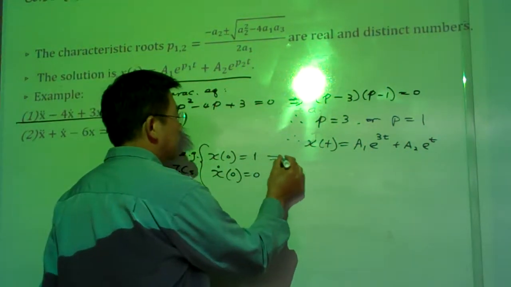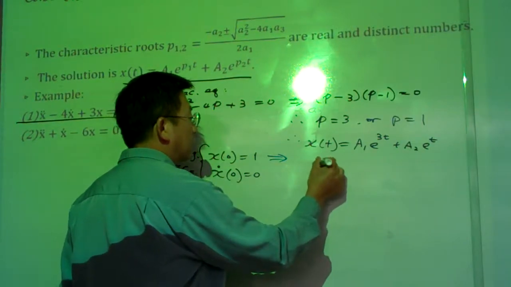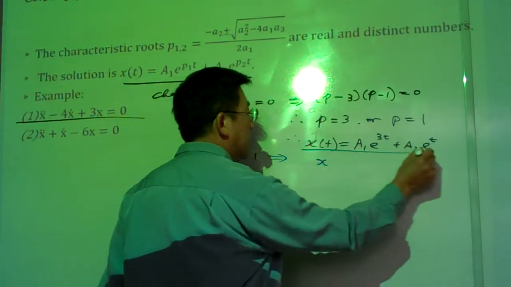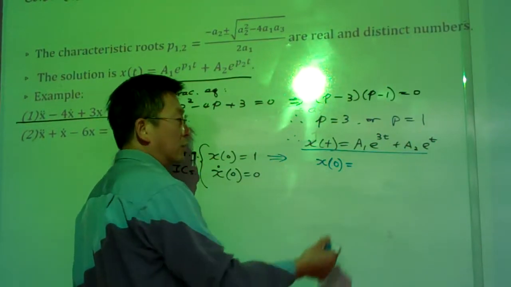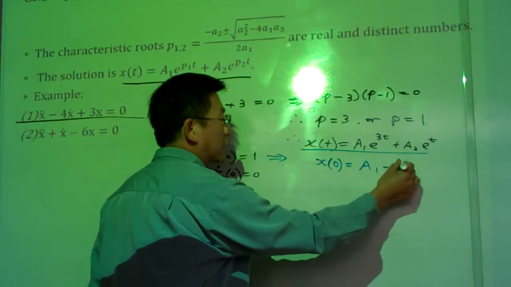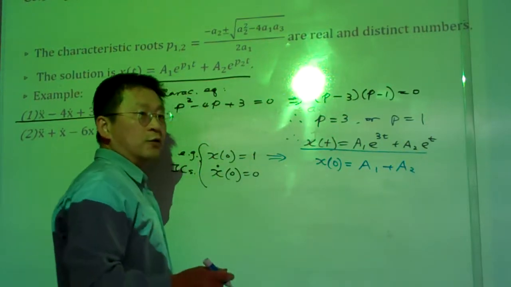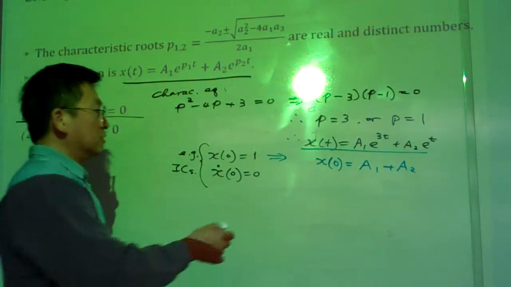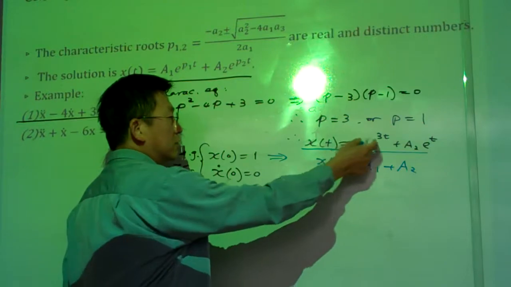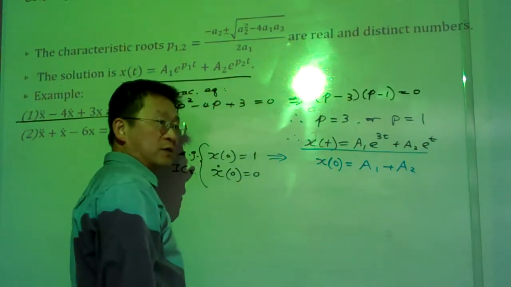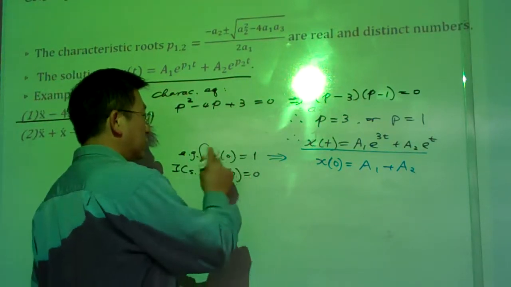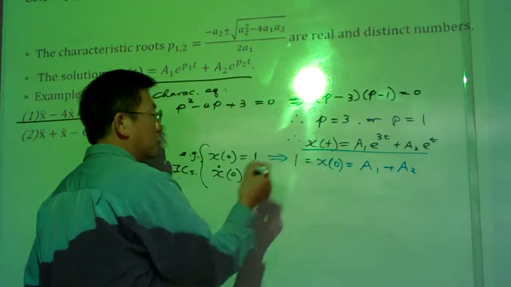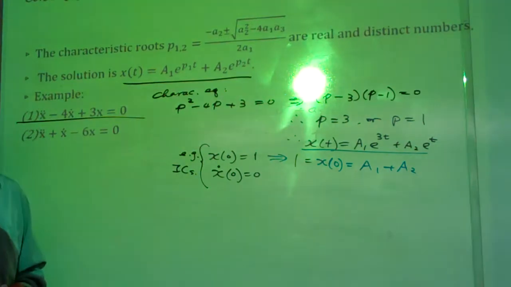So from here you can see x0, you simply plug in t equal to 0, so x0 equal to a1 plus a2, right? From your obtained form, you simply plug in t equal to 0, so that is a1 plus a2. And the given is 1, so basically equal to 1. That is the given information.